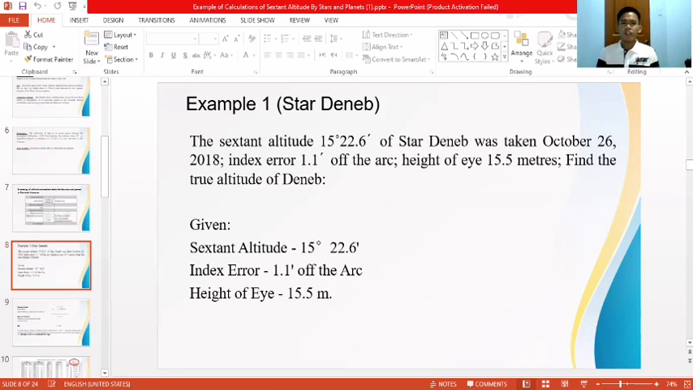The first example uses the star Deneb. The problem: the sextant altitude is 15 degrees 22.6 minutes of the star Deneb, taken on 26th of October, year 2018, with an index error of 1.1 minutes of the arc and a height of eye of 15.5 meters. Find the true altitude of Deneb. First, we identify the givens: sextant altitude 15 degrees 22.6 minutes, index error 1.1 minutes of the arc, and height of eye 15.5 meters.